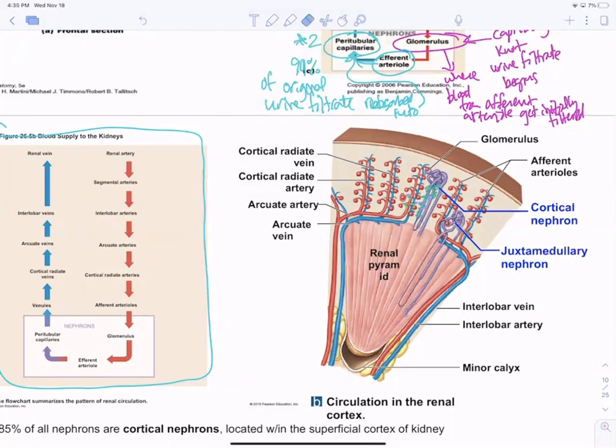Cortical nephrons are the ones that are located in the cortex, which this is the cortex. And the juxtamedullary nephrons begin in the cortex, but drop all the way down into the medulla. And these only account for roughly 10 to 15% of nephrons. They're for specifically concentrating urine. The other thing is, here's a minor calyx and where it begins, but there are little holes here, and those are the renal papilla, these holes.